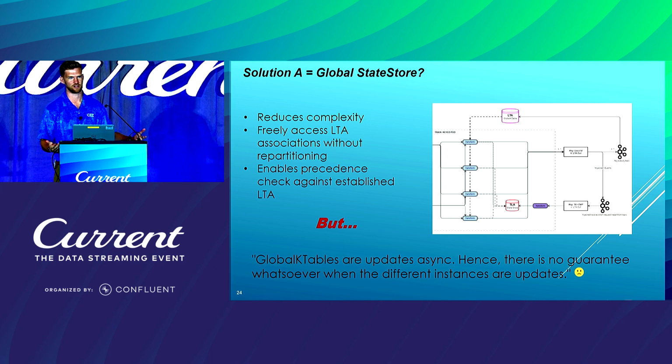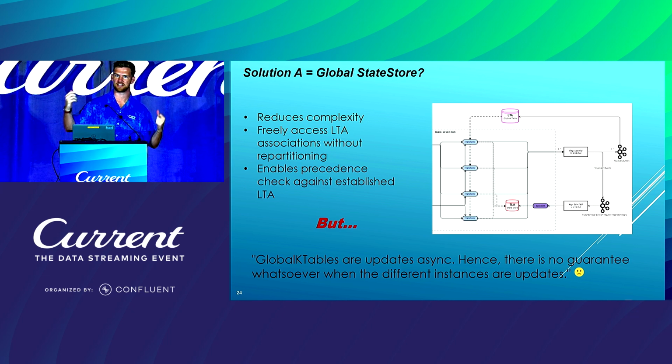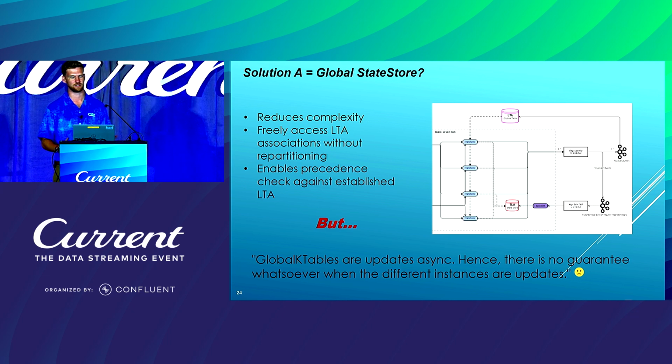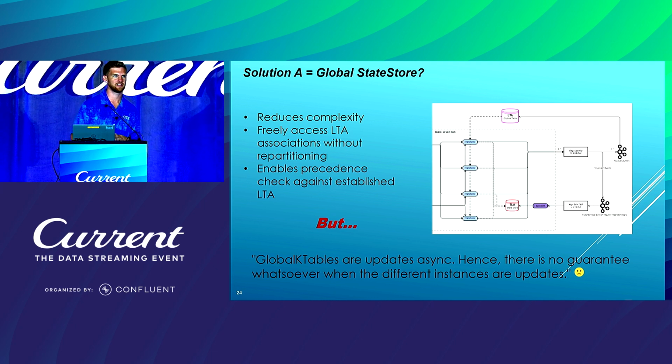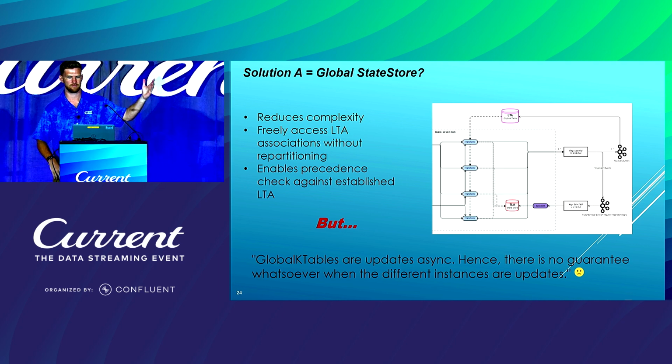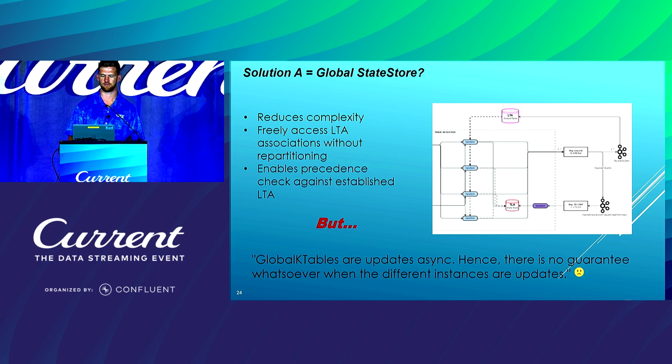But this really doesn't solve the problem of race conditions between 2003s and 2032s, because global tables are updated asynchronously across pods. There's really no guarantee when your pod will get the updates written to the Kafka topic reflected in its own state store.